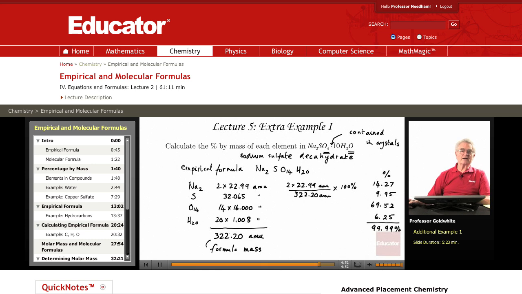There are clearly minor rounding errors that give us that 0.01% difference. So this checks, very nearly 100%. Well, this is a model for the calculation of the percent by mass in any variety of compound that you choose to calculate. And you will be asked to do this calculation from time to time.